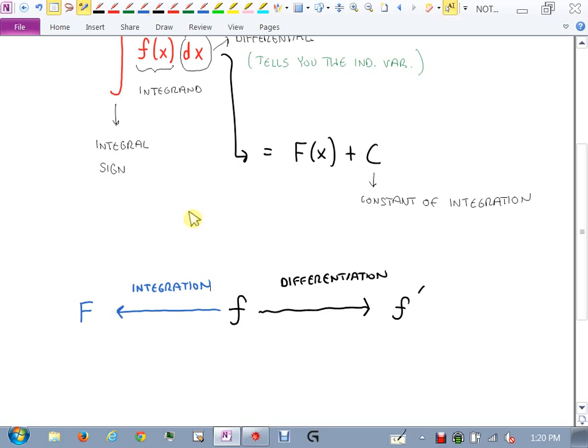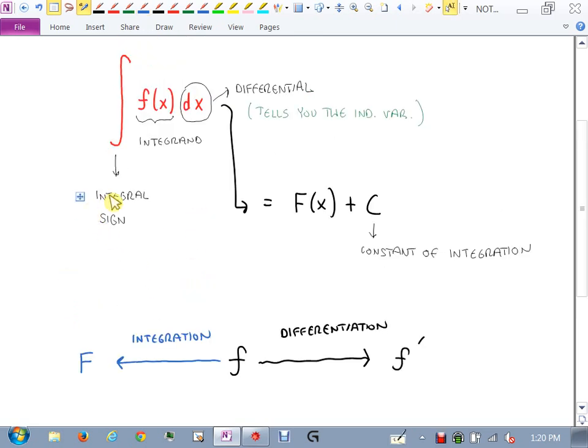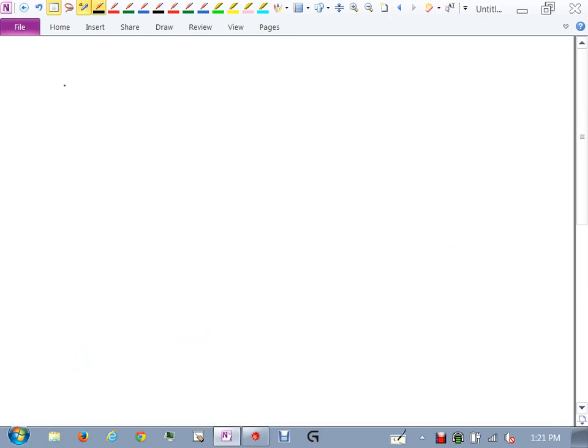So since this is called integration, that's why we call this the integral sign. And then this is called the constant of integration because we will always have a constant of integration. Every time you find the general antiderivative of any function, you will always have a constant, always plus c. It will always appear. All right? So with that notation, I'd like for us to look at this example.